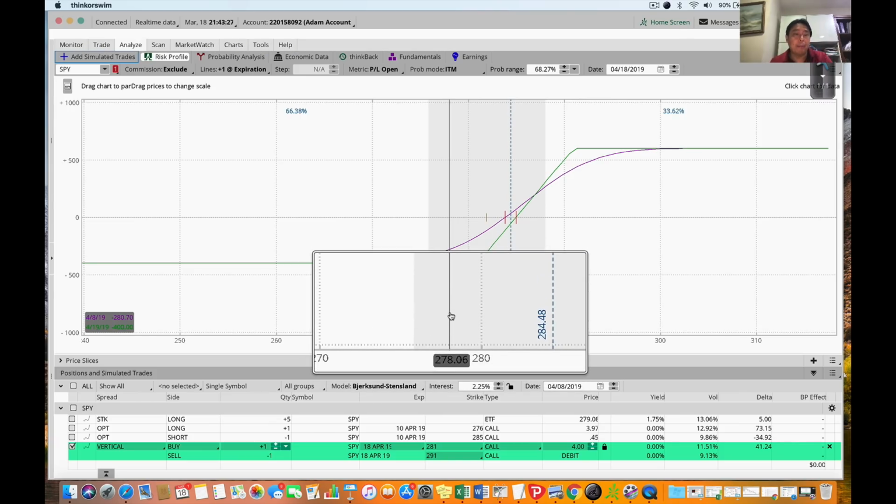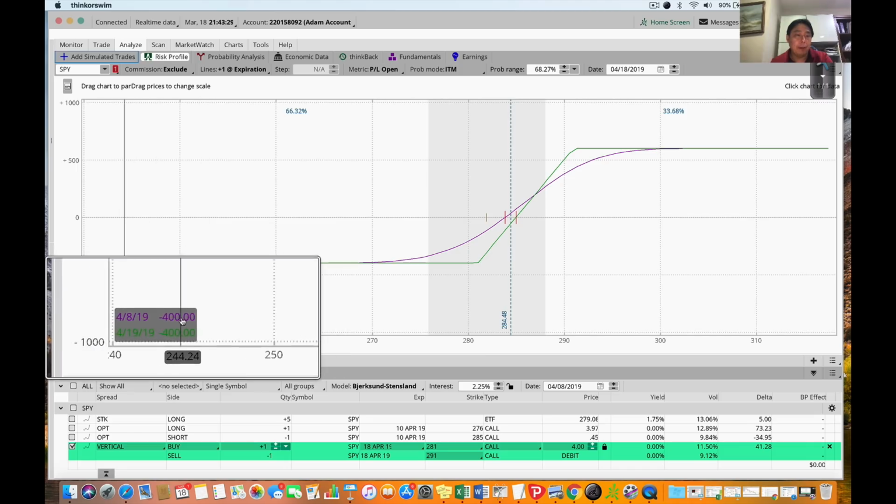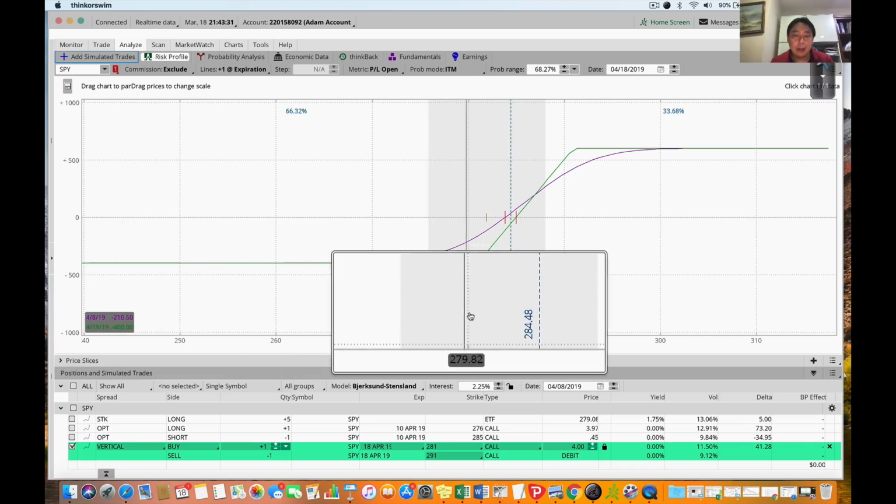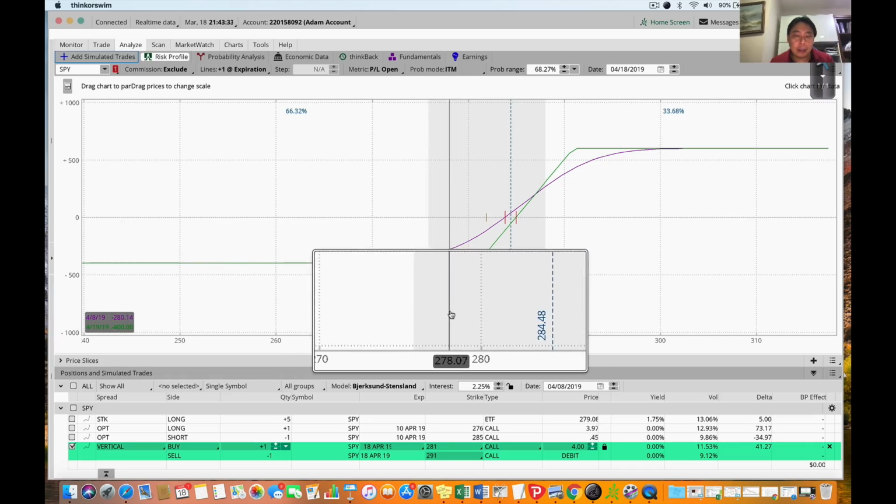Take a look at the box on the left, the purple number. At 278, I'm losing $281. That's my loss if I exit, if it drops to 278 on the 8th of April or earlier. If I exit earlier, you'll have even less of a loss.